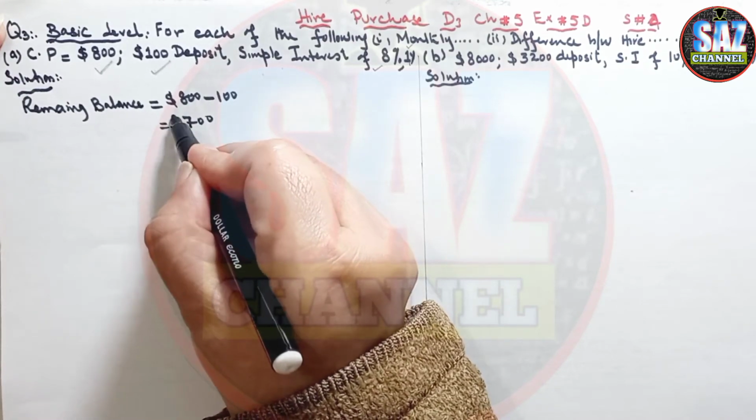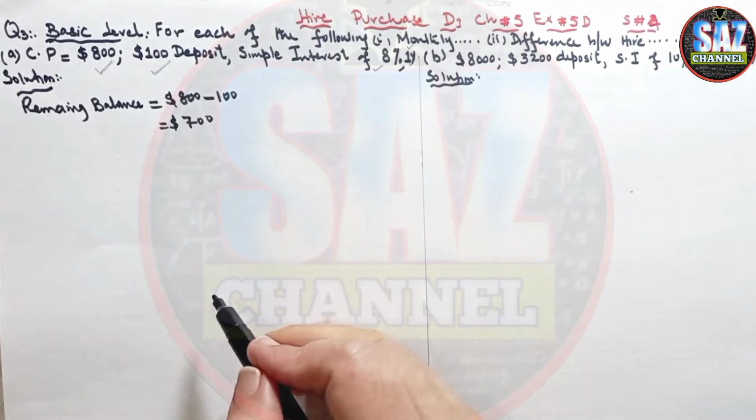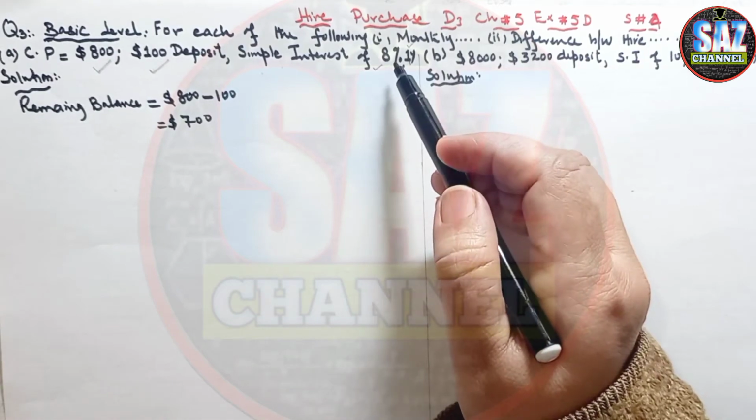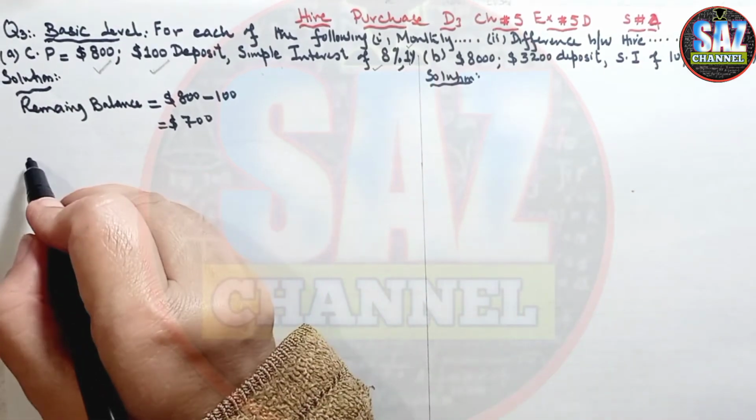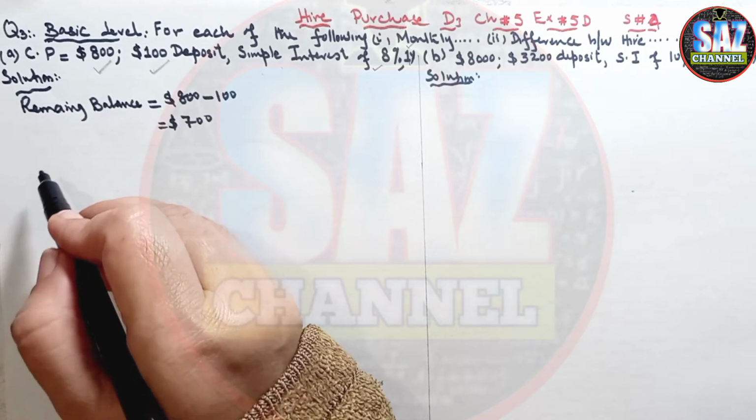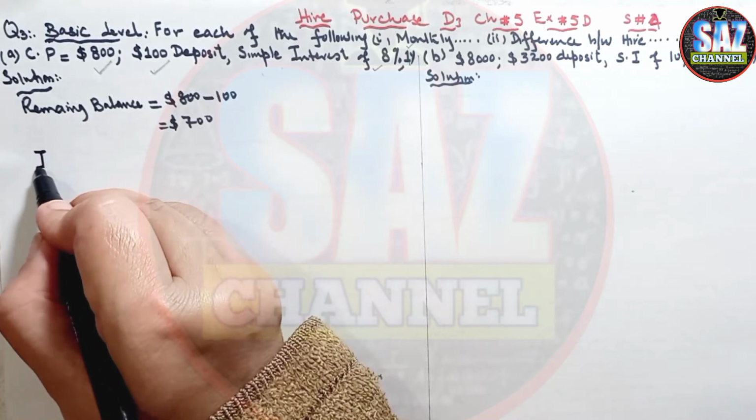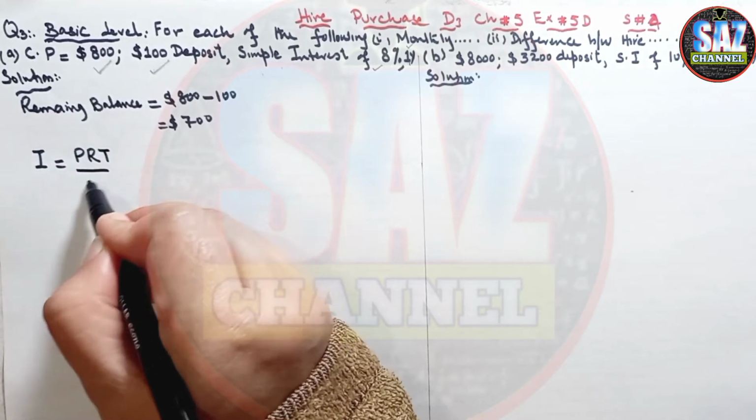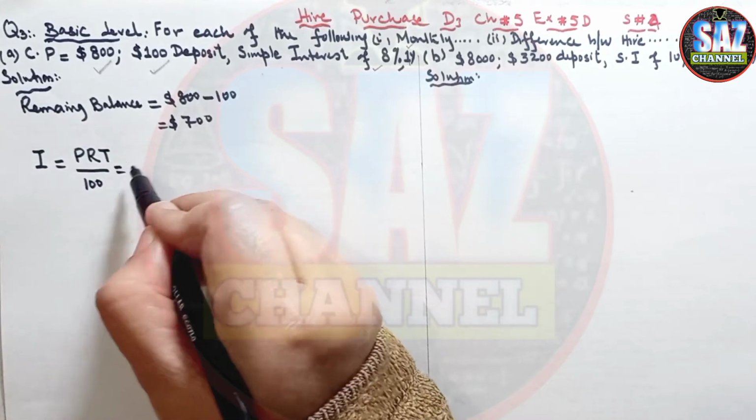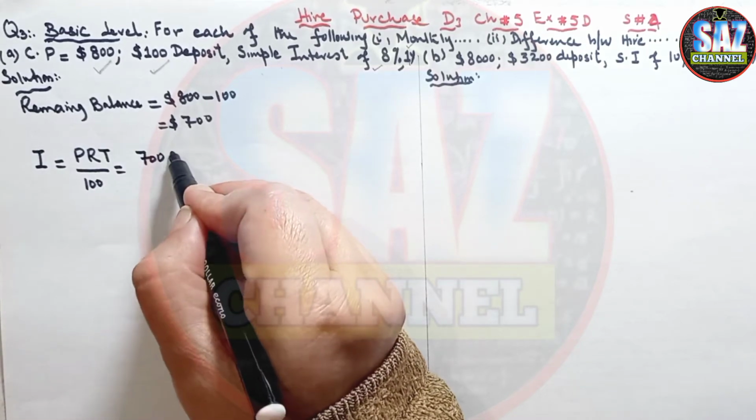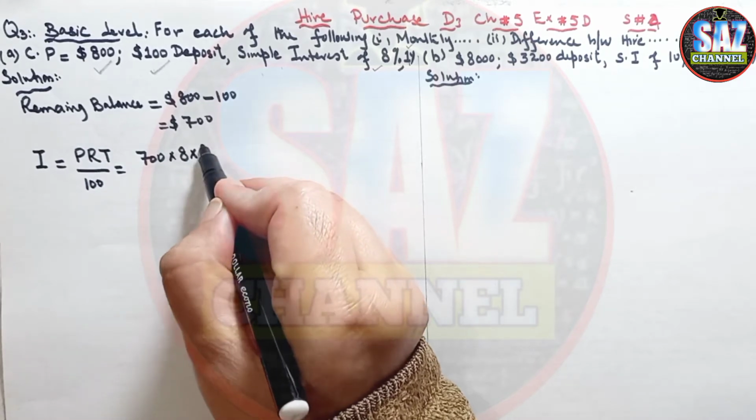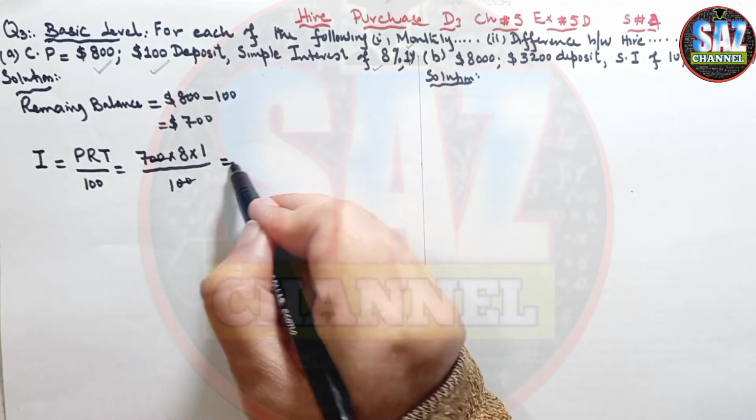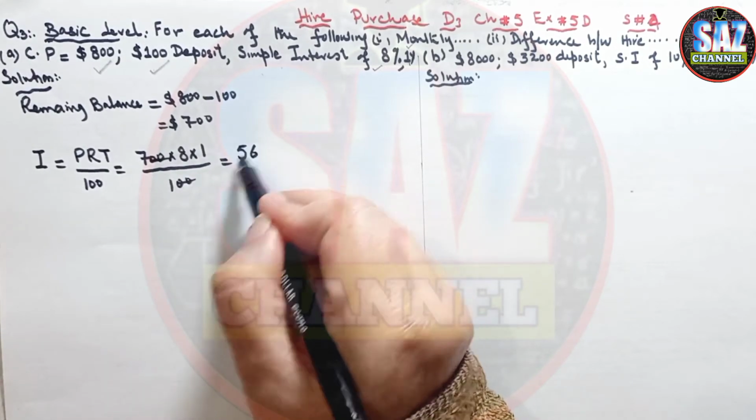Now on this remaining 700, we have to pay the interest with the rate of 8% for 1 year. So first of all, in order to find the total amount that we have to pay, we have to find the interest, and we know that the formula for the interest is PRT upon 100, principal multiplied by rate multiplied by time. Principal amount is 700, rate is 8%, and time is 1 year, upon 100. These two zeros can go, and I will be left with 7 multiplied by 8, which is $56.